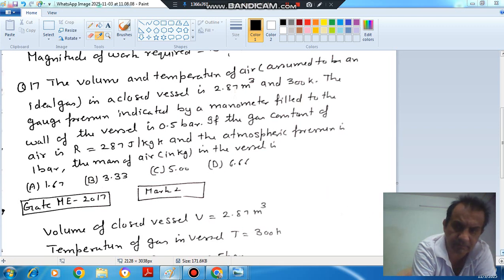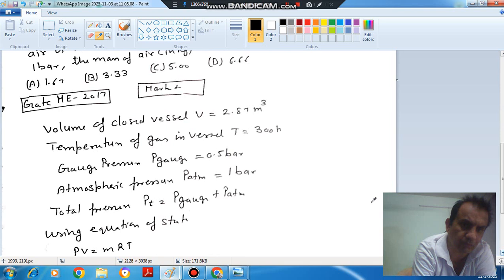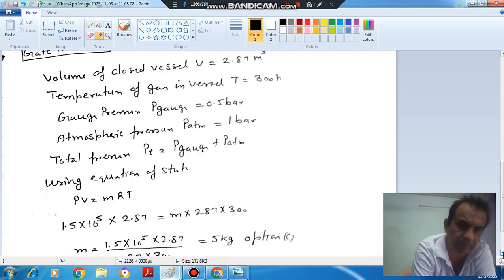So here the volume of the closed vessel is 2.87 meter cubed. The temperature of gas in the vessel is 300 Kelvin. Gauge pressure is 0.5 bar, atmospheric pressure is 1 bar. Total pressure is gauge pressure plus atmospheric pressure. And using the equation of state, PV is equal to mRT, P is 1.5 into 10 to the 5, V is 2.87, R is 287, and T is 300. So mass comes out as 5 kg.